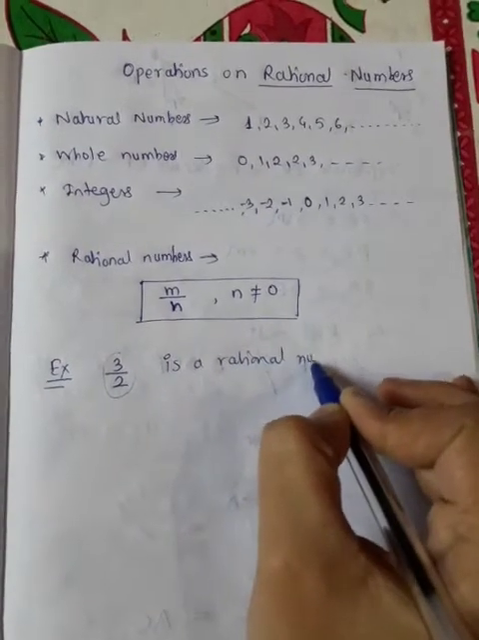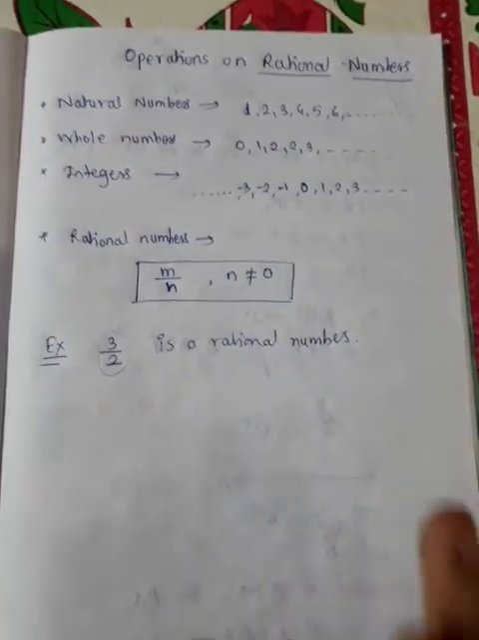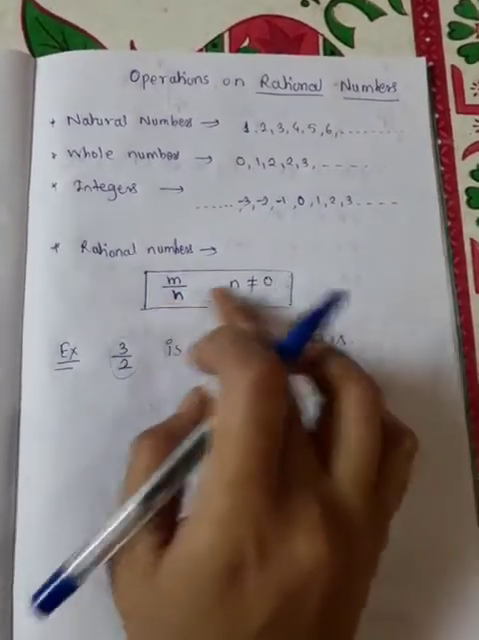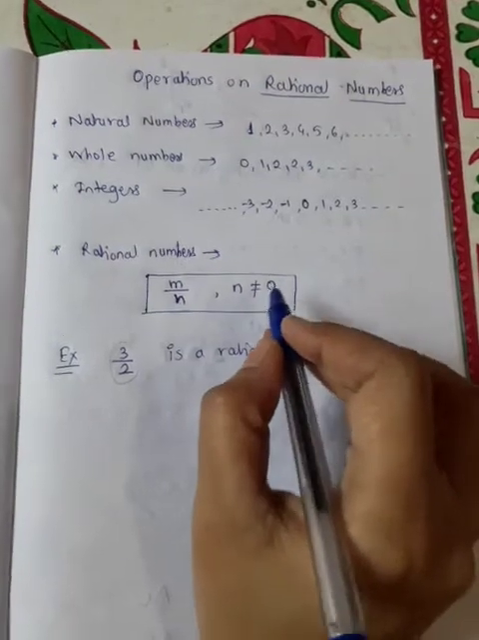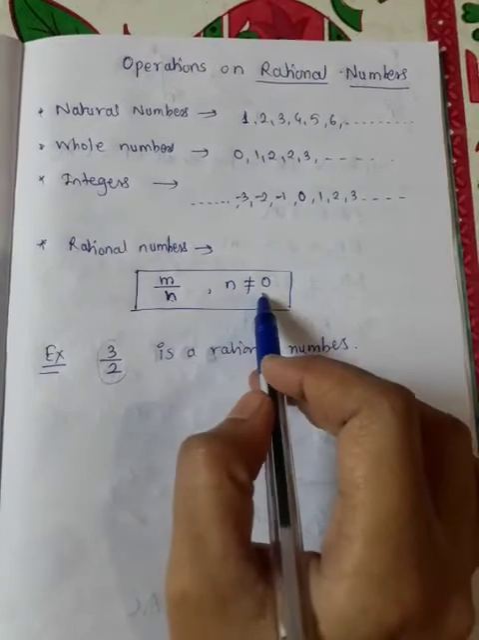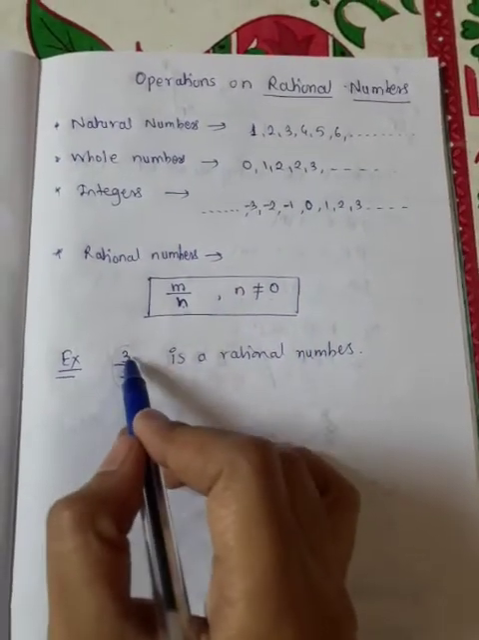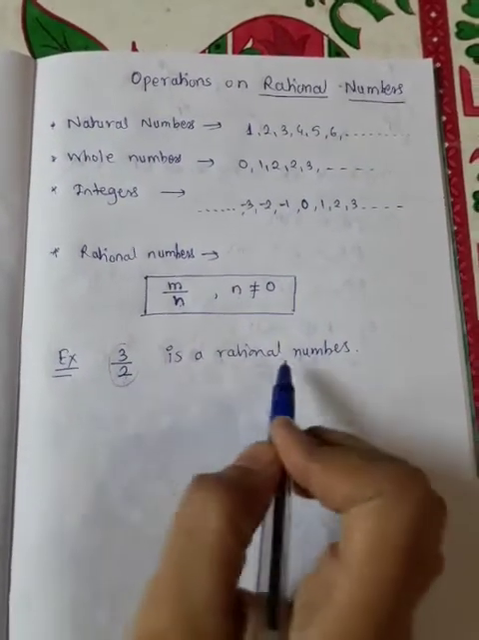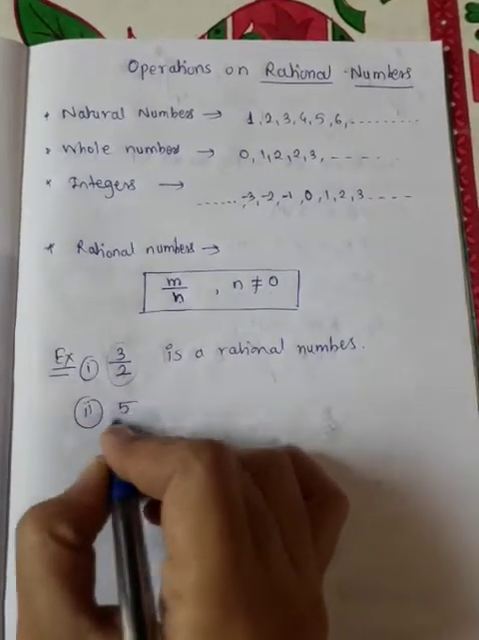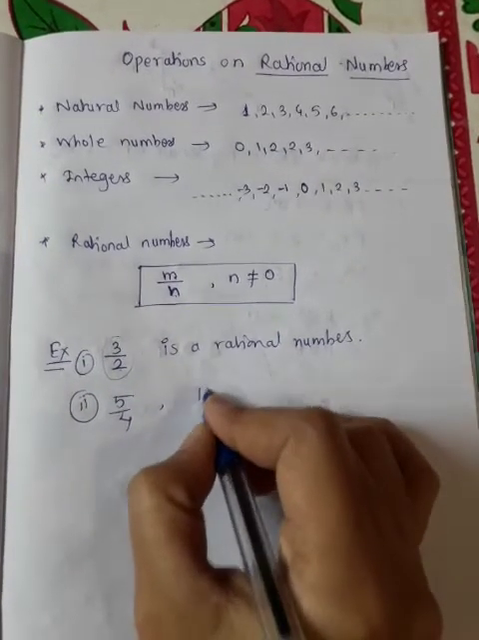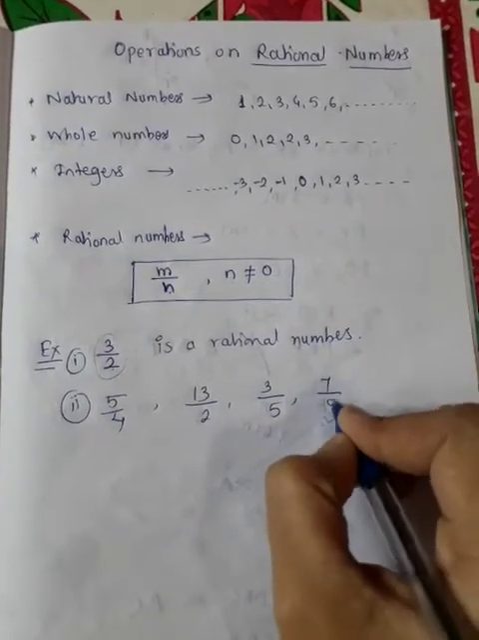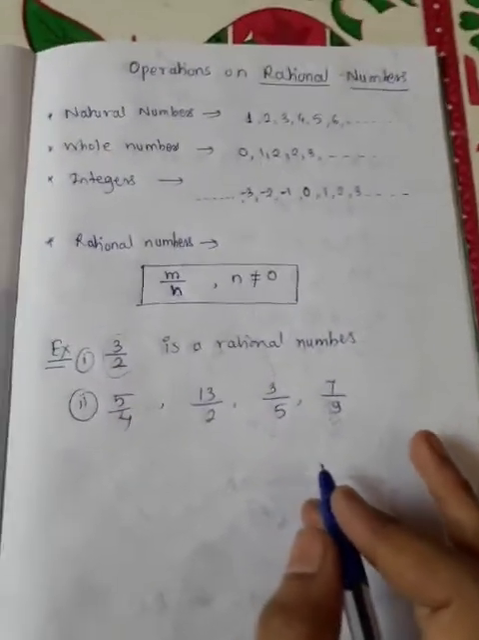Just understand the form of a rational number: the number in the form of m by n where n is not equal to 0. This condition is a must. Here I have taken 3 by 2, which is a rational number. Now see 5 by 4, 13 by 2, 3 by 5, 7 by 9. These are rational numbers.